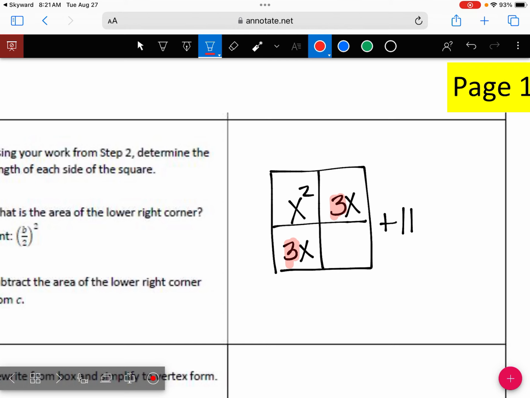It's always going to be what you get when you multiply those two numbers together. So when you multiply 3 times 3, what do you get?